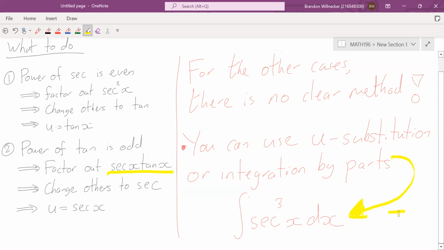Okay, so that's for this specific example. And then the other examples, you might have to do something else. So you could do a different kind of U substitution, or you could try integration by parts. But there's no step-by-step guide for that. So you just need to be careful about these examples over here. Are there any questions about that?